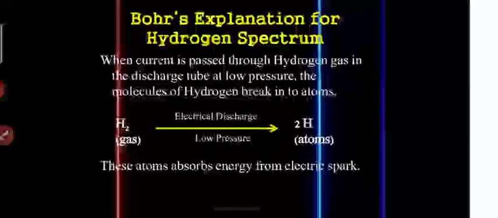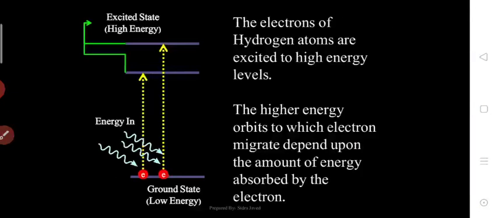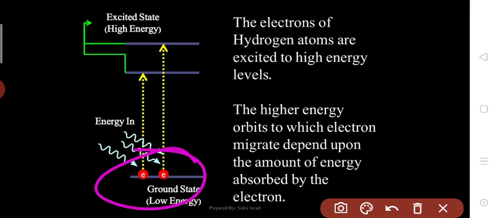Now Bohr's explanation for the hydrogen spectrum: when current is passed through hydrogen gas in a discharge tube at low pressure, the molecules of hydrogen break into atoms. So H2 gas under electric discharge at low pressure gives H atoms, and these atoms absorb energy from the electric spark. Then the electrons of the hydrogen atoms are excited to higher energy levels, from the ground state. We are providing external energy and they are jumping to the higher excited states.